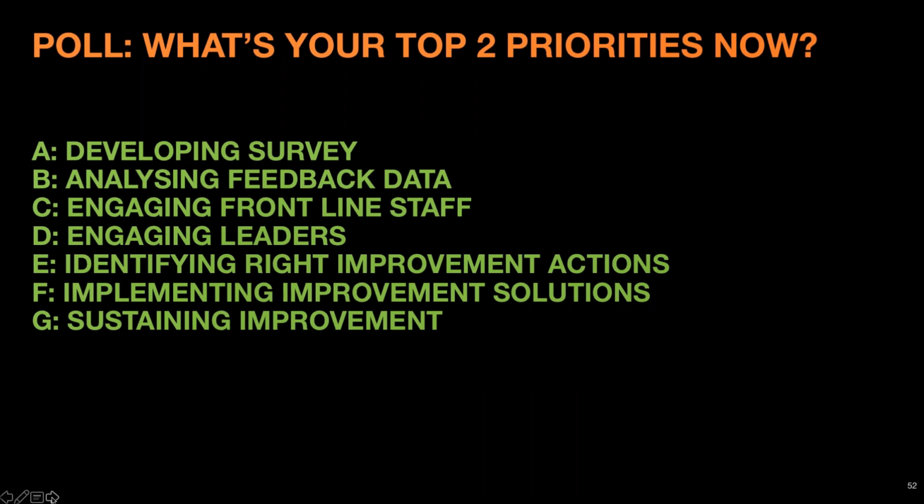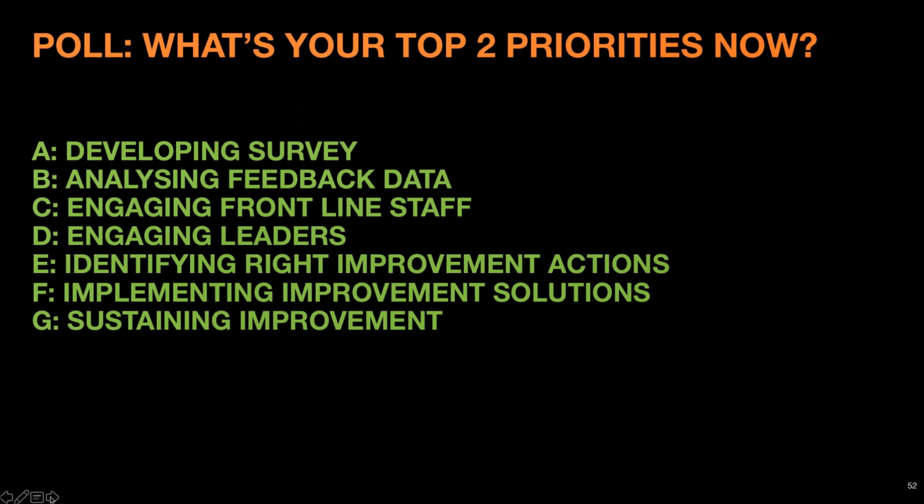I think we asked some people around this as well, but if you want to answer, whether it's around developing a survey or analyzing the feedback data, or is it engaging frontline staff that's the biggest problem or priority, or is it engaging your CEO and your leaders where you're trying to focus? Alternatively, is it more around knowing what the right improvement action is, or is it around implementing the right solution? And finally, for some of you, is it around sustaining improvement? Please feel free to type that into the chat box as well, so we can focus some additional ideas, because as I said, I'd like to give you some real specific feedback that will help you in this one webinar.